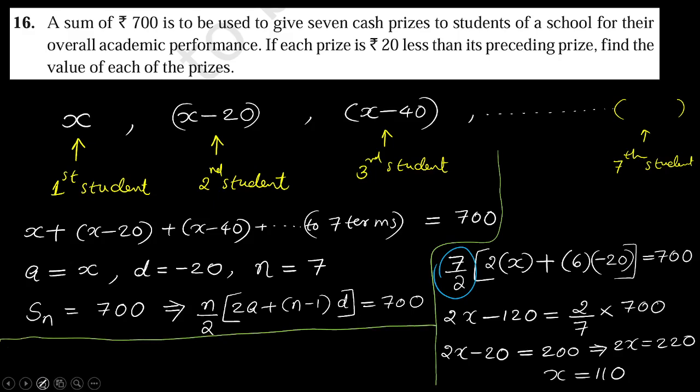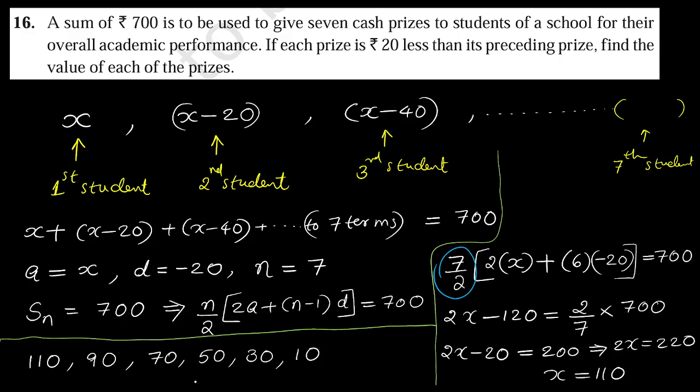Got the answer? Let me write the answer here. The amount received by each student. The first student received x rupees, 110 rupees. The second student, 110 minus 20 will be 90. Is it correct? 90 minus 20, 70. 70 minus 20, 50. 50 minus 20, 30. 30 minus 20, 10.